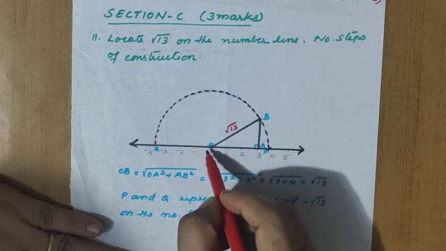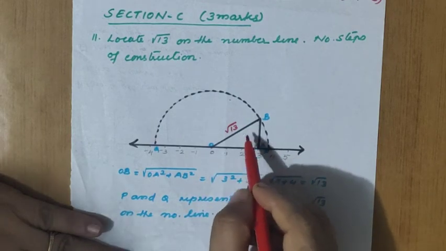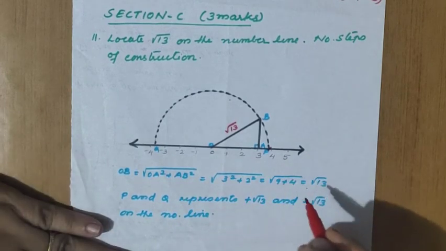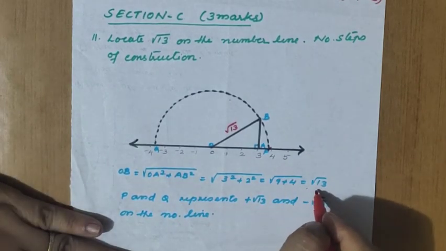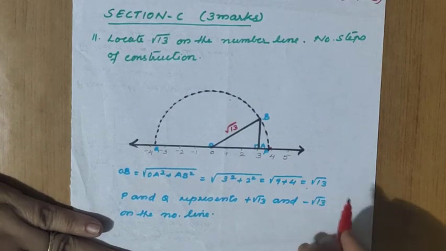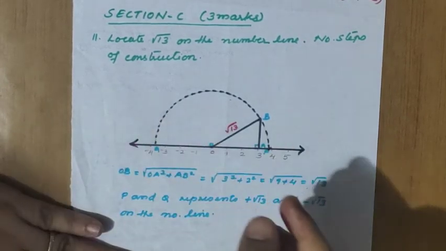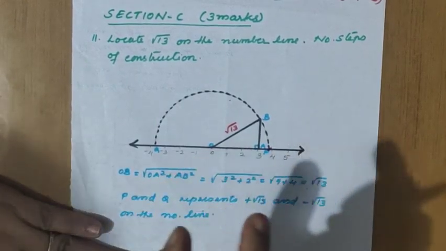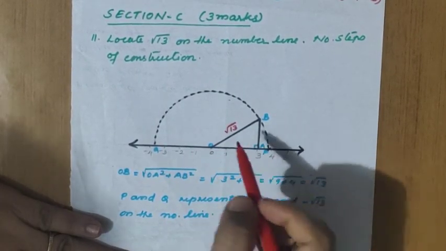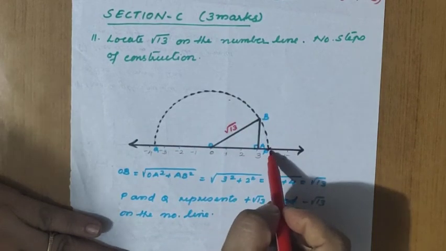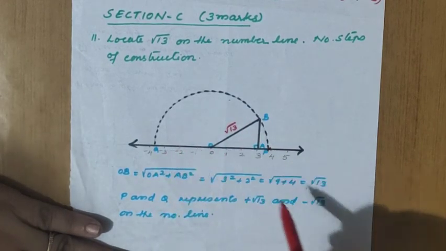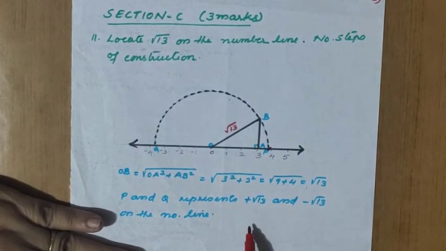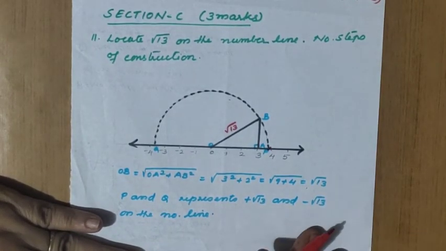Now if anybody wants to take the base as 2 and the height as 3, that is also correct. So it is also 2 square plus 3 square. Again you will get root 13. When you are using the Pythagoras theorem, it will be root 13 only. After calculating root 13, we must show that root 13 lies on the number line. How can we show it? By drawing the semicircle. So where it touches, P and Q represent root 13 and minus root 13 on the number line.